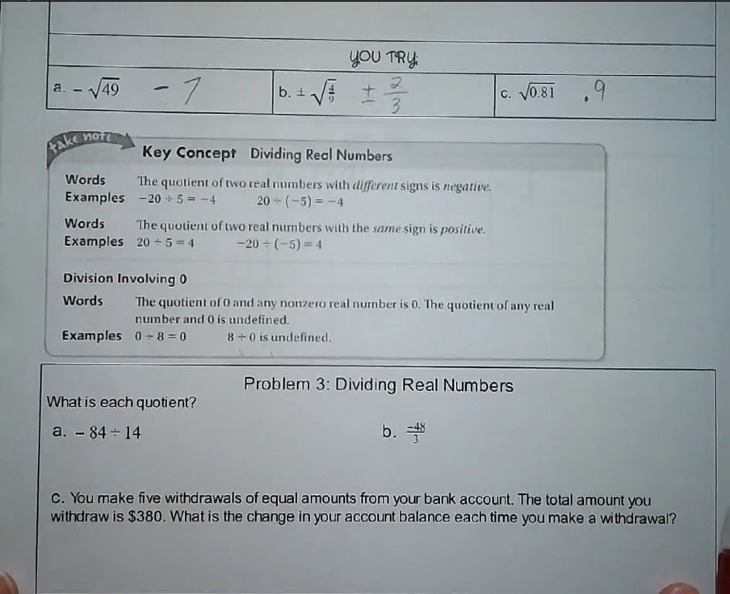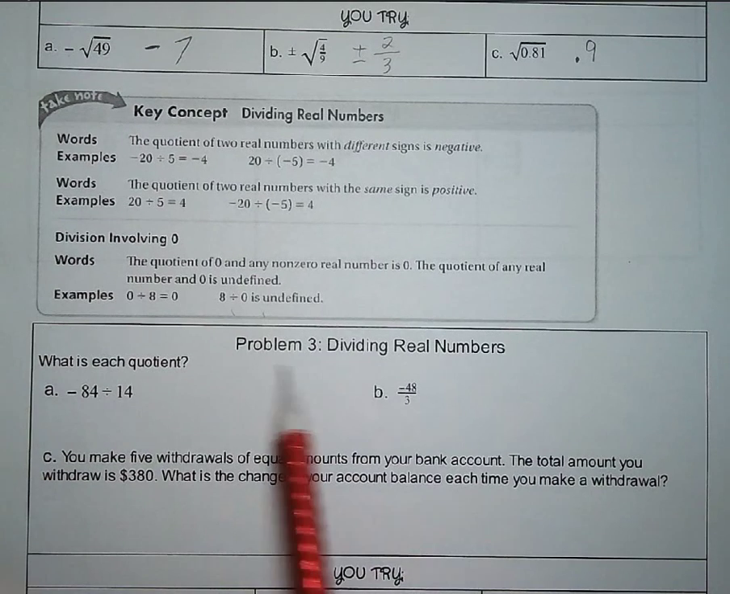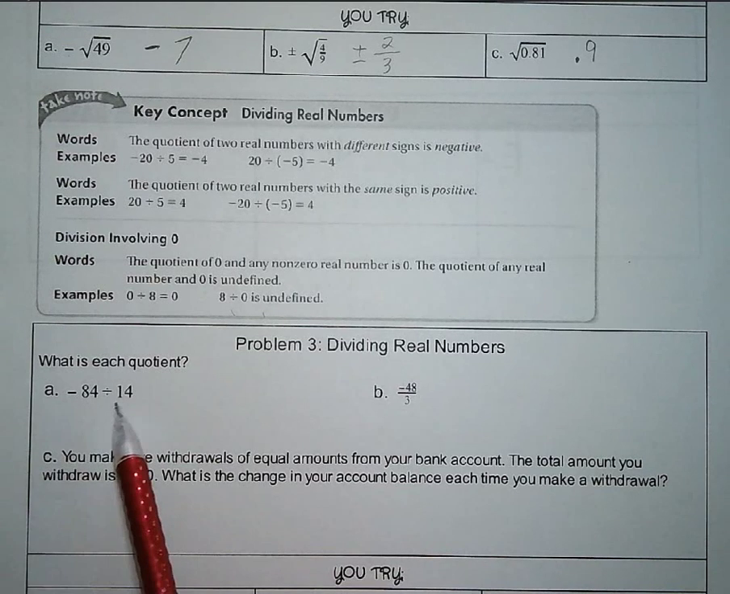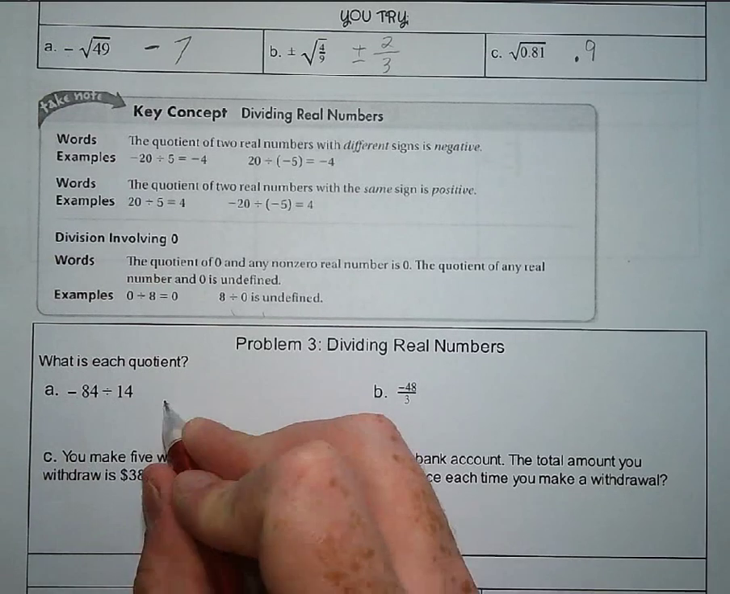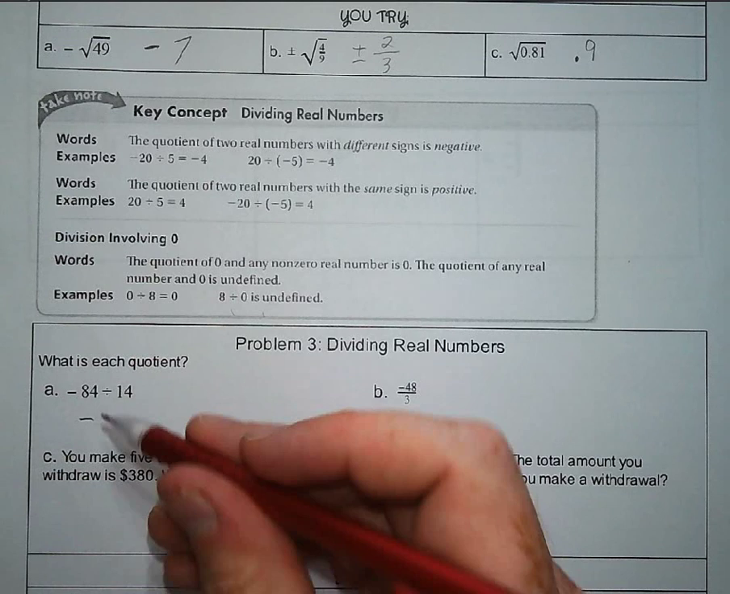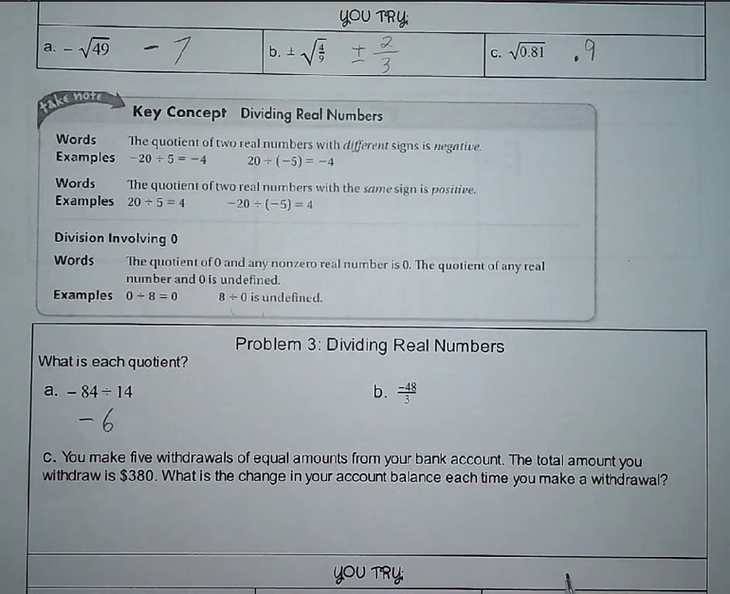All right, let's do some practice here. So what is each quotient? Negative 84 divided by 14. First of all, negative divided by a positive, our answer is going to be a negative answer. And 84 divided by 14 is 6. So your answer is negative 6.